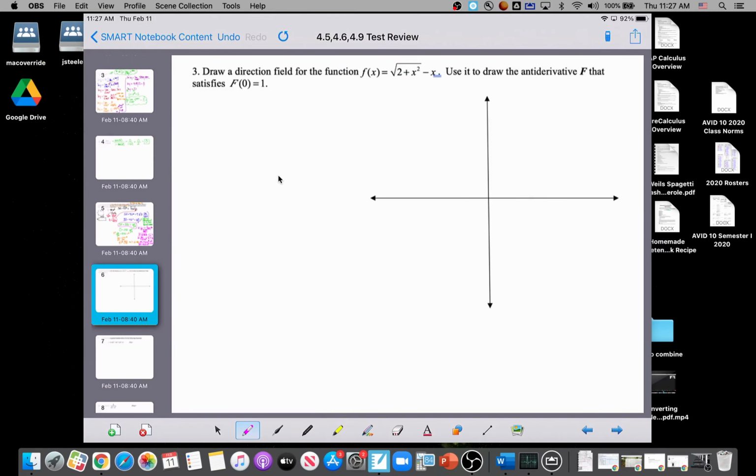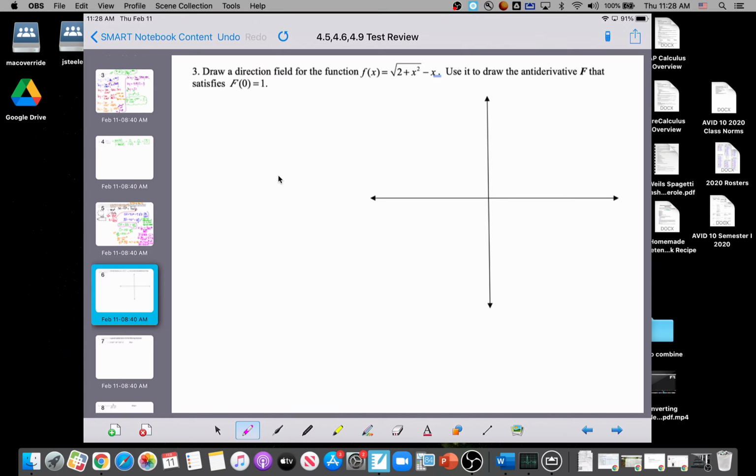This is the 4.5, 4.6, 4.9 review problem number 3. The instructions say to draw a direction field for the function f of x equals 2 plus x squared under a square root, minus x. Use it to draw the antiderivative capital F that satisfies F of 0 equals 1.